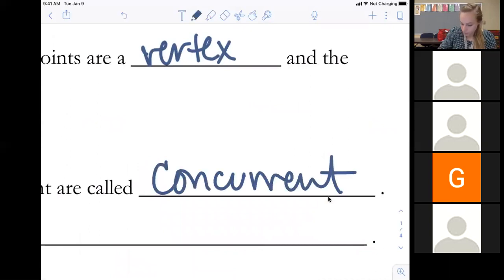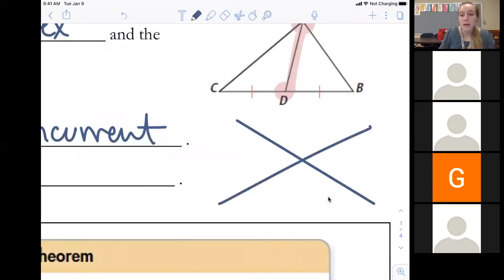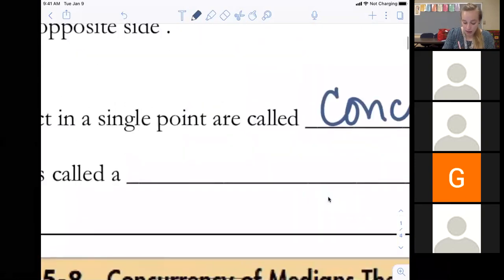Concurrent. And so that's kind of a special thing. Two lines always intersect, but a third line doesn't have to. Your third line might come here. It could go just through this one over here. But if all three lines intersect at exactly one point, that's concurrent. And that point at which they intersect is called the point of concurrency.